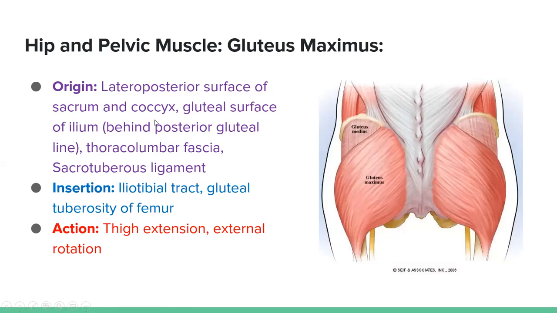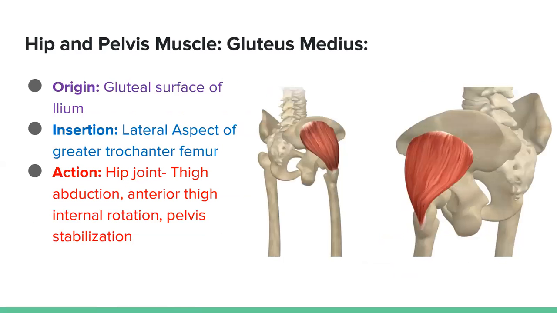Origin would be the lateral posterior surface of the sacrum and the coccyx, gluteal surface of the ilium, thoracolumbar fascia, sacrotuberous ligament, and then the insertion would be the IT tract, and the gluteal tuberosity of the femur. Of course, the function is extending your thigh, and then externally rotating your thigh as well.